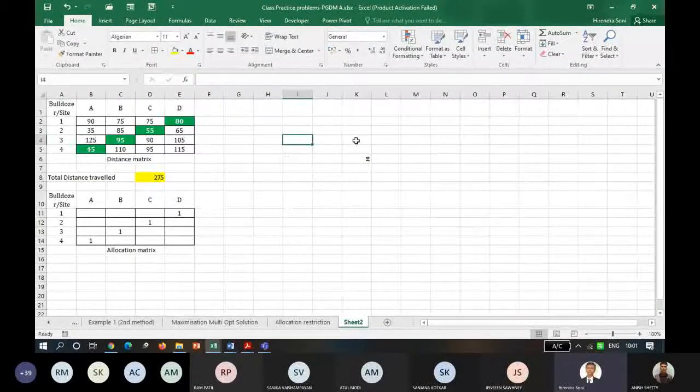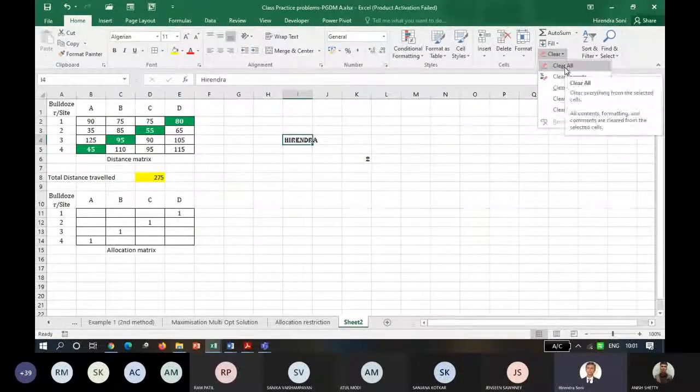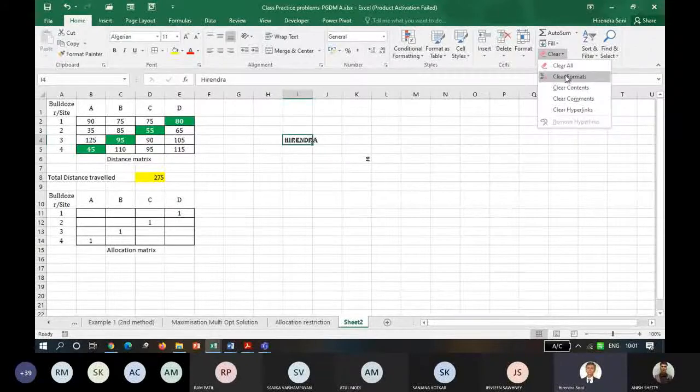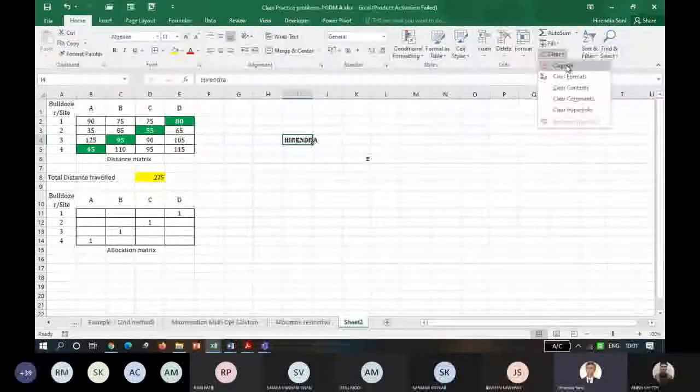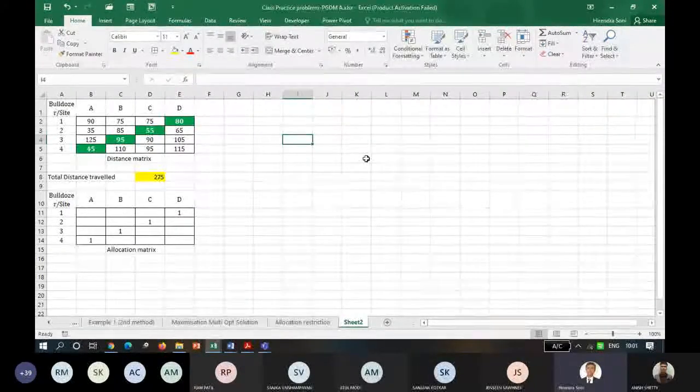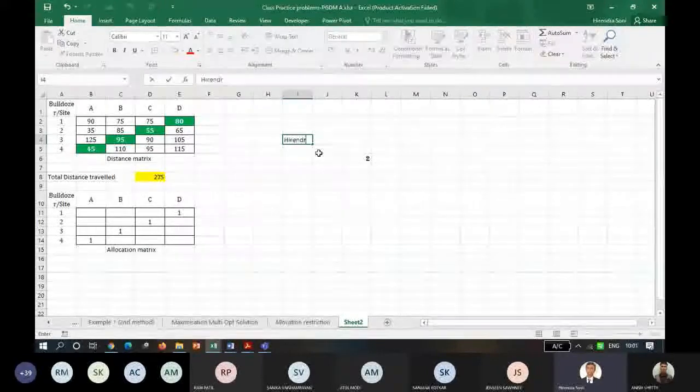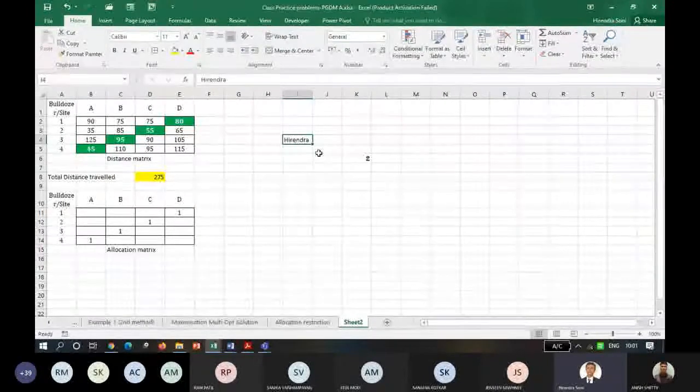Now the problem with this is that whatever I type here, it is going to use that format. So if I want to remove it from there, I first have to clear it from here. Clear formats, clear contents. Clear all will clear it. Now if I write anything here again, it will go in a normal form. Fine.